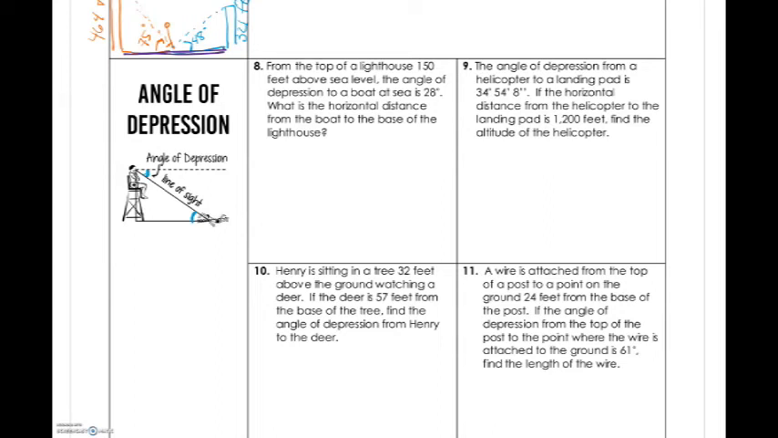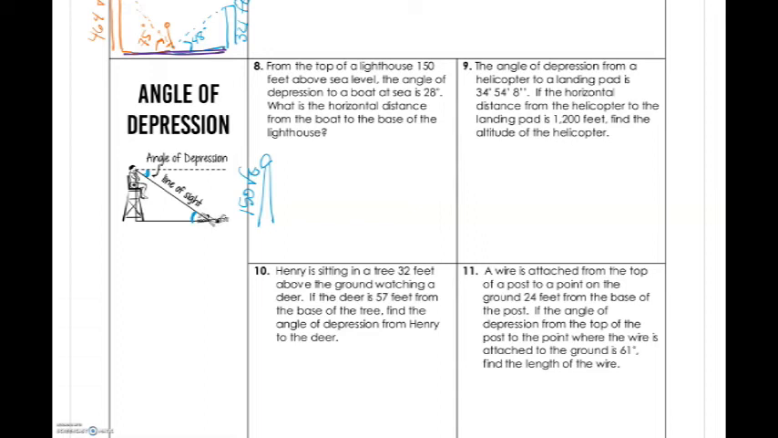So going to number 8, from the top of the lighthouse, 150 feet above sea level, the angle of depression to a boat at sea is 28 degrees. What is the horizontal distance from the boat to the base of the lighthouse? So we can draw ourselves a picture. We have this little lighthouse. It's 150 feet tall. And then we have a boat at sea.